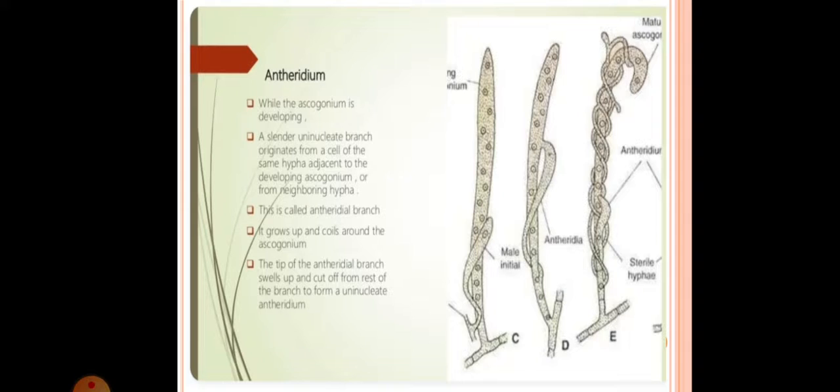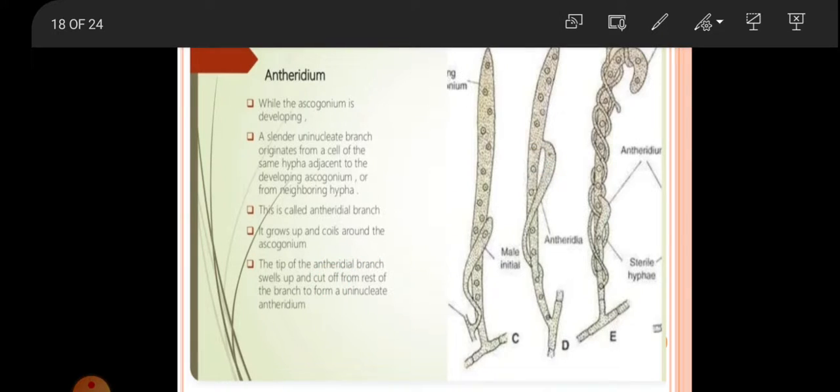So here you can see this is the male and this is the female, and it grows up and coils around the ascogonium. The tip of the antheridial branch swells up and is cut off from the rest of the branch to form a uninucleate antheridium. So here the tip gets cut, and it forms the uninucleated antheridium.